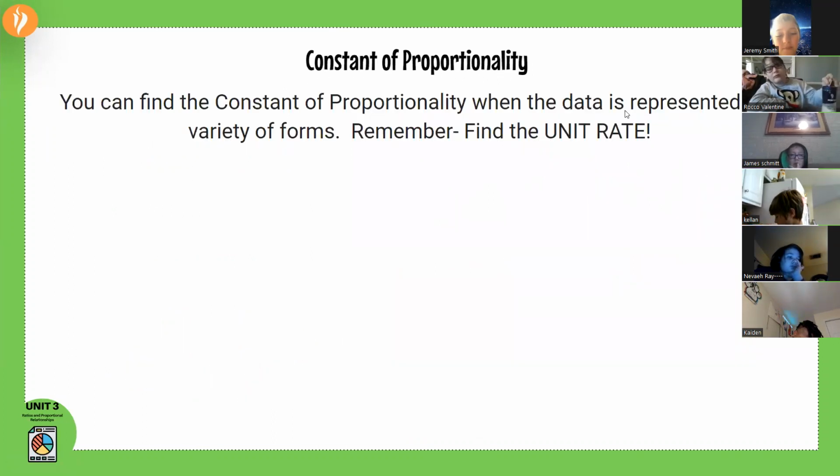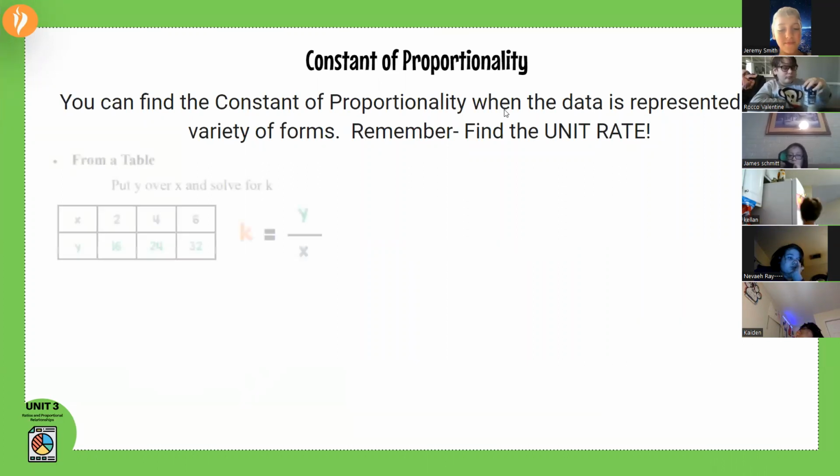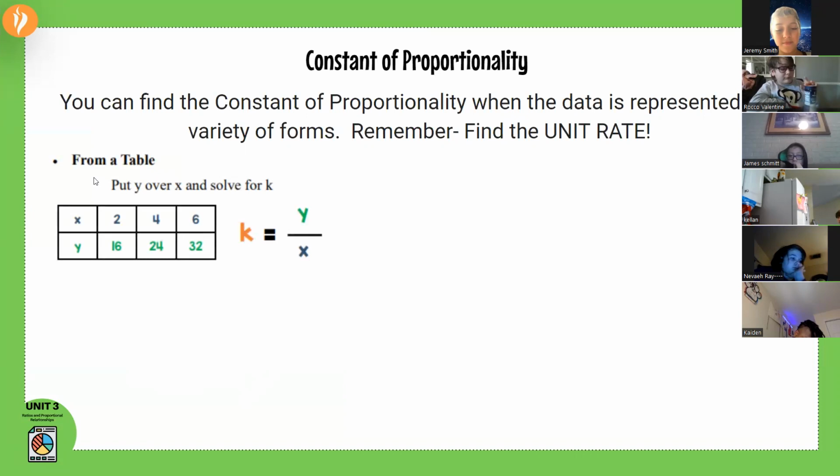All right, so you can find the constant of proportionality when the data is represented in a variety of forms. Remember, all that means is finding the unit rate. So here we have a table. When x is 2, y is 16. When x is 4, y is 24. When x is 6, y is 32. And in order to find the constant of proportionality, you're going to put y over x. It's like you're flipping it, really. Okay, who already knows what our constant of proportionality is?